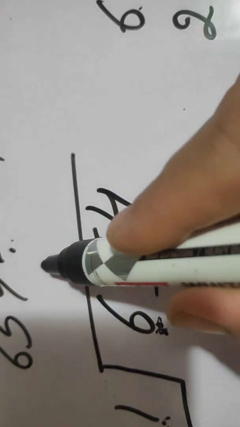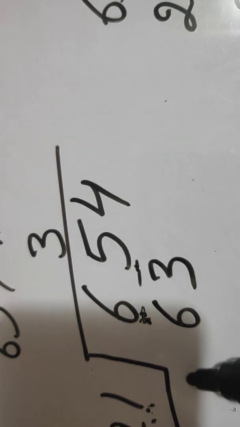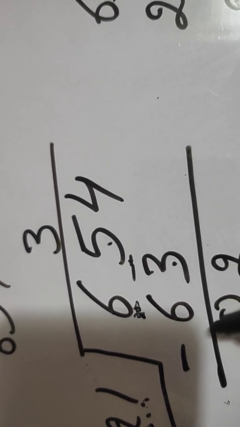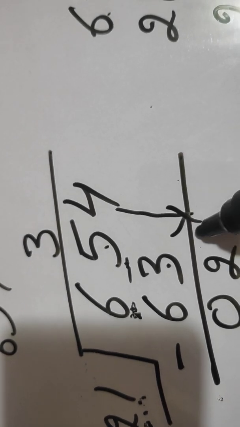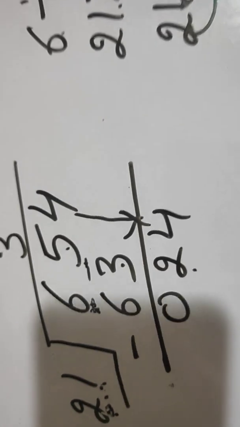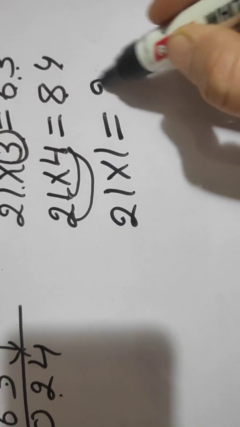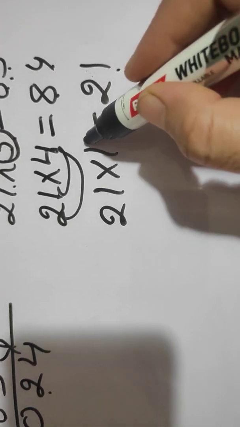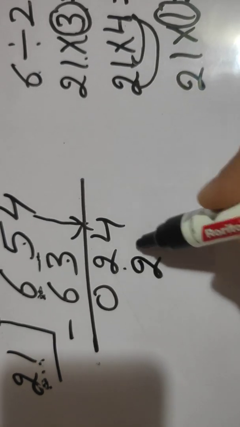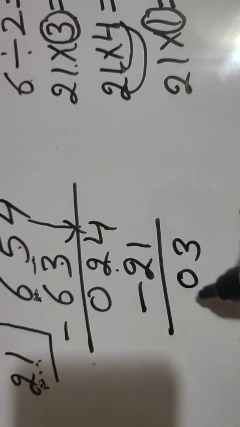So 3 we will write above the given number and 63 we will write here and subtract. 5 minus 3 is 2, 6 minus 6 is 0. Now we will bring down the next number. Now it is 21. 2 ones are 2, so it means table goes on 1. 21 ones are 21, same number. Your quotient is 1. You will write it at the top. 21 you will write here. 4 minus 1 is 3, 2 minus 2 is 0.